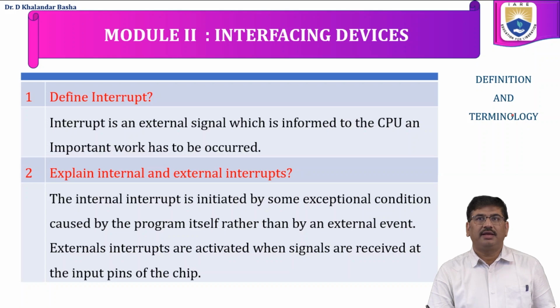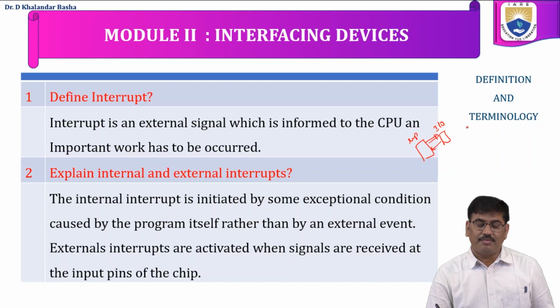Define an interrupt. An interrupt is an external signal which is informed to the CPU that important work has to be done. If the processor is connected to an IO device and assigned some work to it, the processor cannot wait until the completion of this IO task. So in that case, we can have the interrupt mechanism.